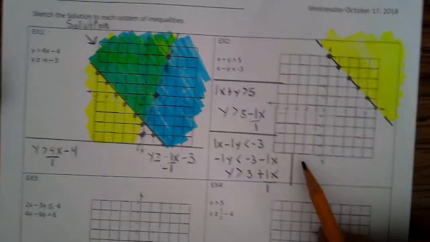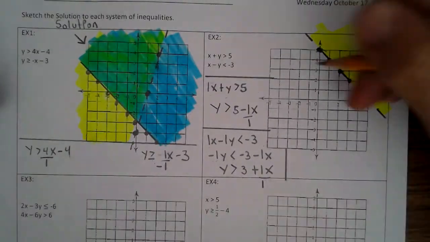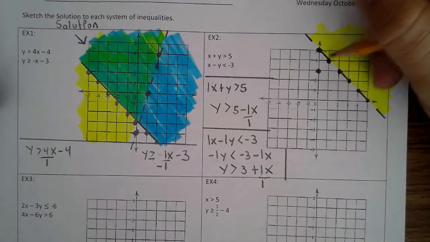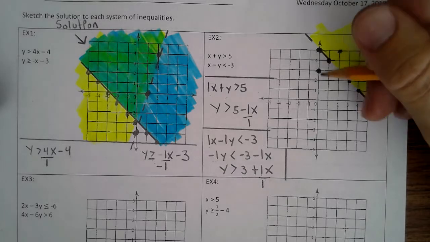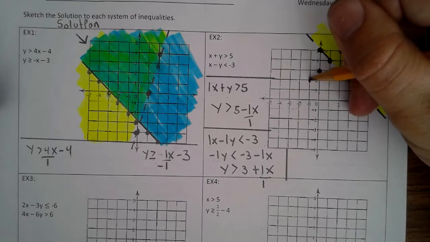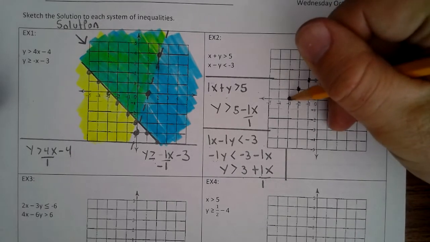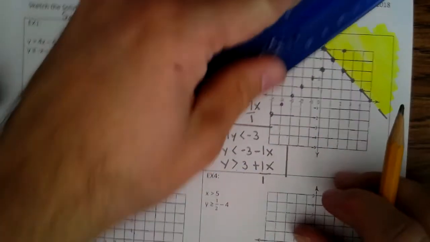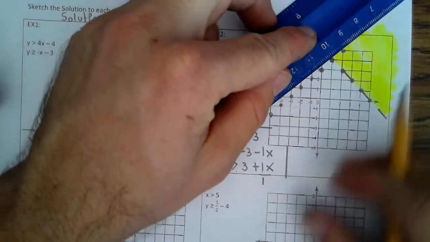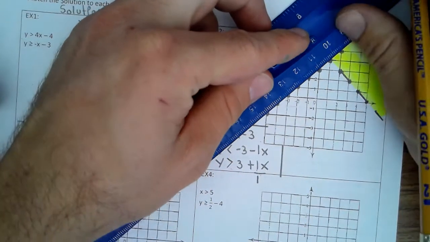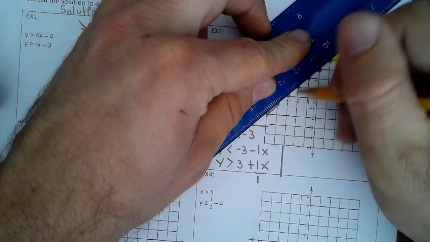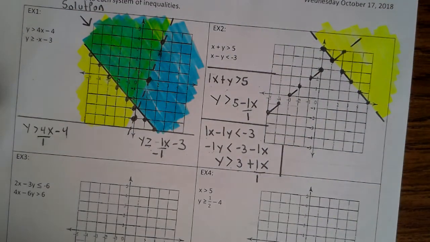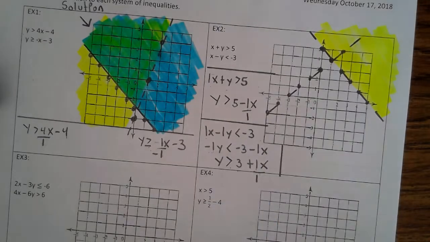All right, so now to graph this, we start at 3, and that tells us we go up 1 to the right one. So up 1 to the right one, up 1 to the right one. Or we can go the opposite, down 1 to the left one, repeating. There's no line in these, so it's a dashed line. Now again, it's greater than, so we shade above.